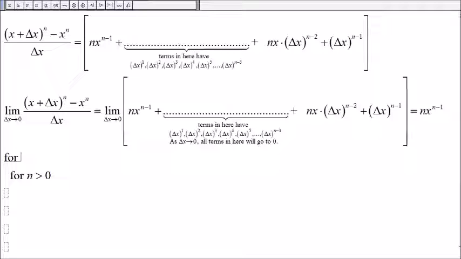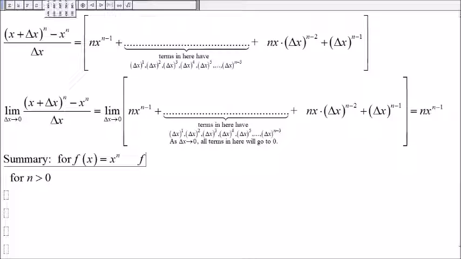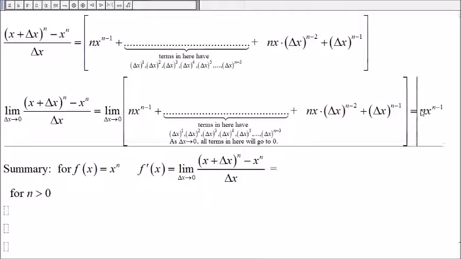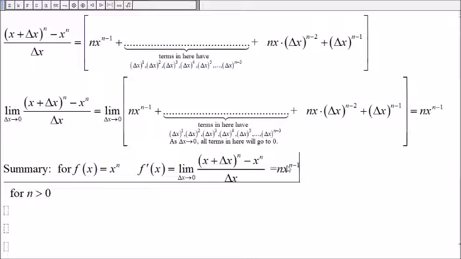And so for summary, for f of x equal to x to the n, f prime of x, which is equal to this, and it's going to equal to this. And we've only shown the case where n is positive.